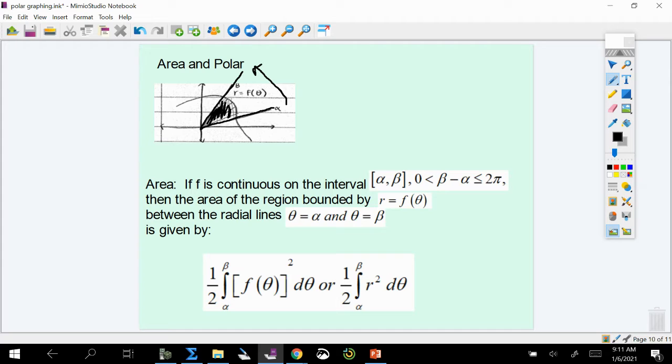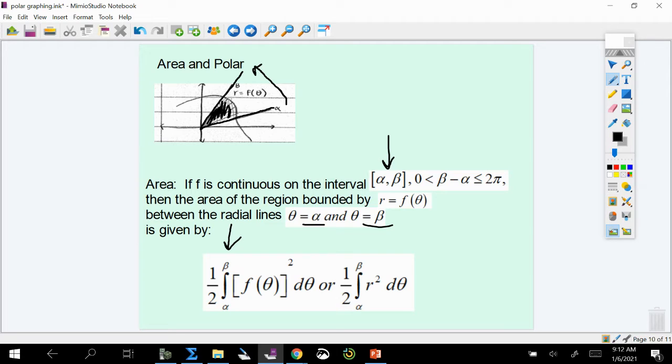So if you look at the definition of area, first it says it has to be a continuous function on this interval from alpha to beta. And this 0 less than beta minus alpha less than or equal to 2 pi basically means the most you can go around the circle is 1 full revolution, 2 pi. So it can't be a situation where you're retracing your steps. Then your area is going to be between radial line alpha and radial line beta. You'll notice those are your boundaries of integration.